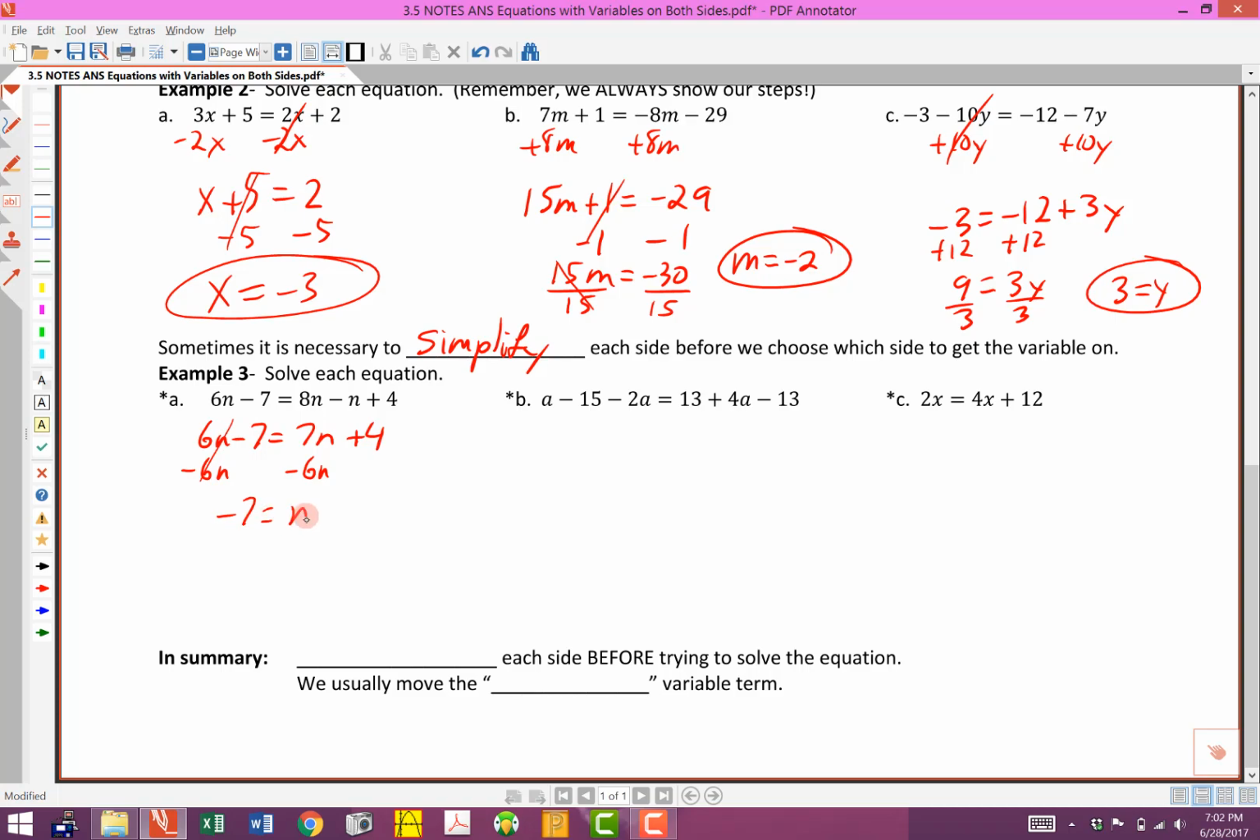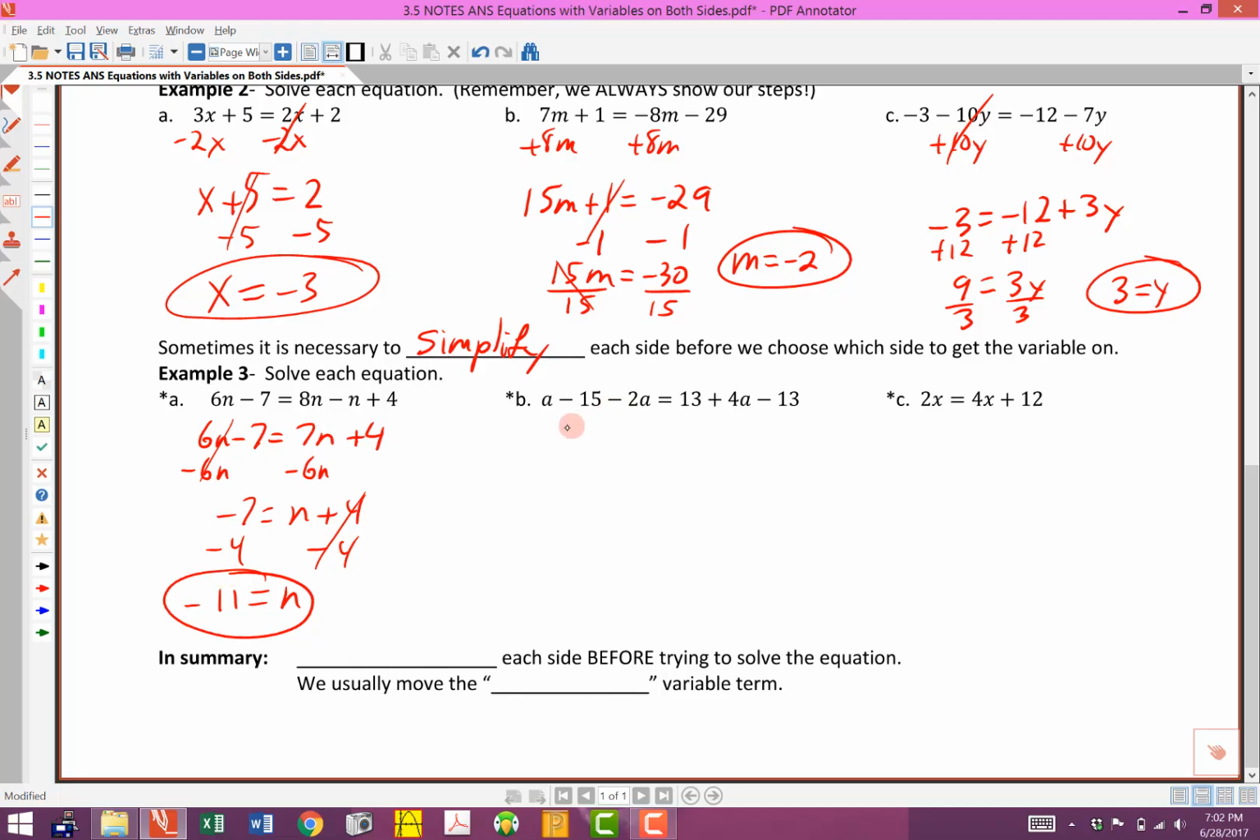Negative 7, and then this is a 1n, so this is n plus 4. And then I'm just going to subtract 4 from both sides, and then we'll have our answer. So those cancel to be 0. We've got an n over here. Combine those like terms, those constants, we end up with a negative 11.